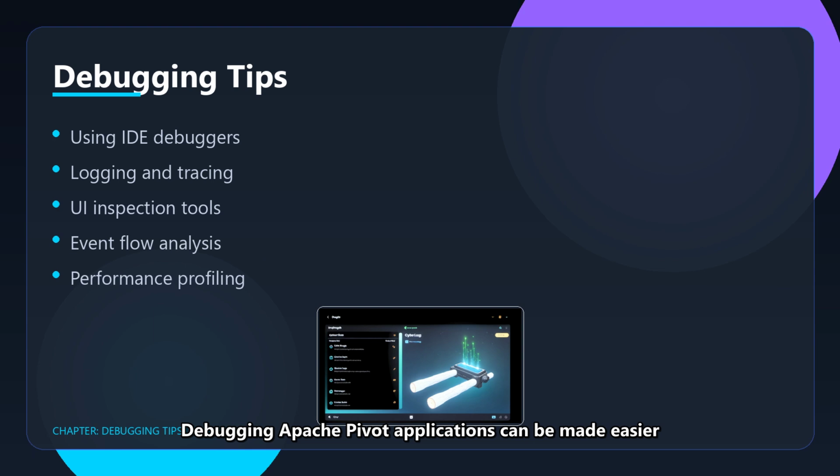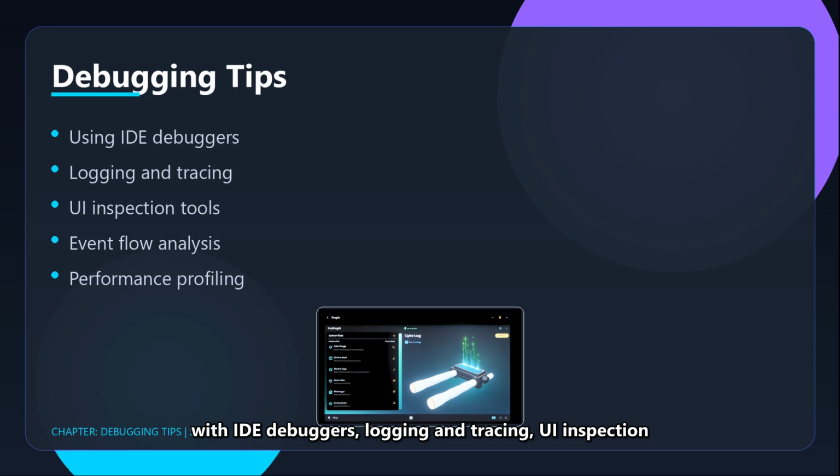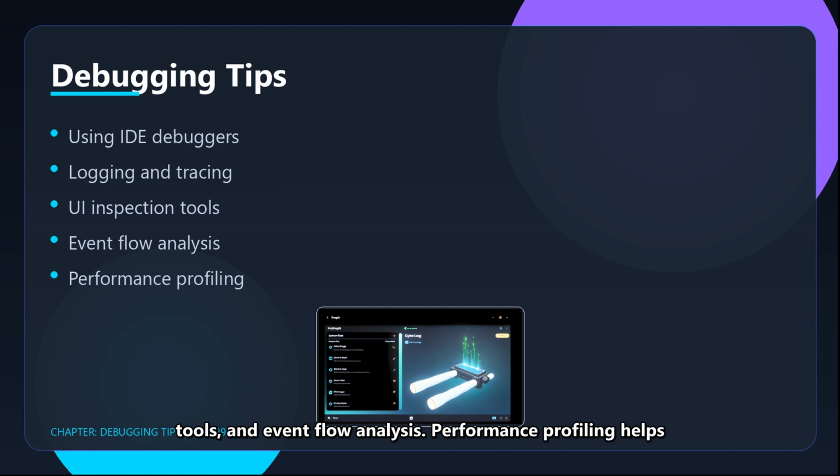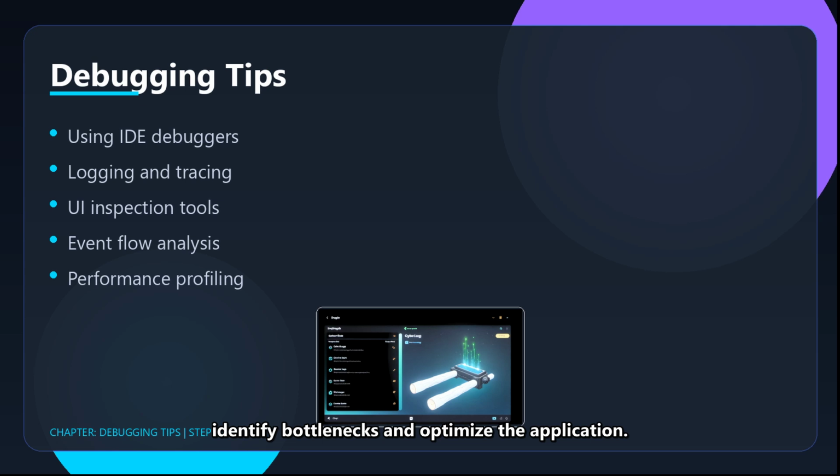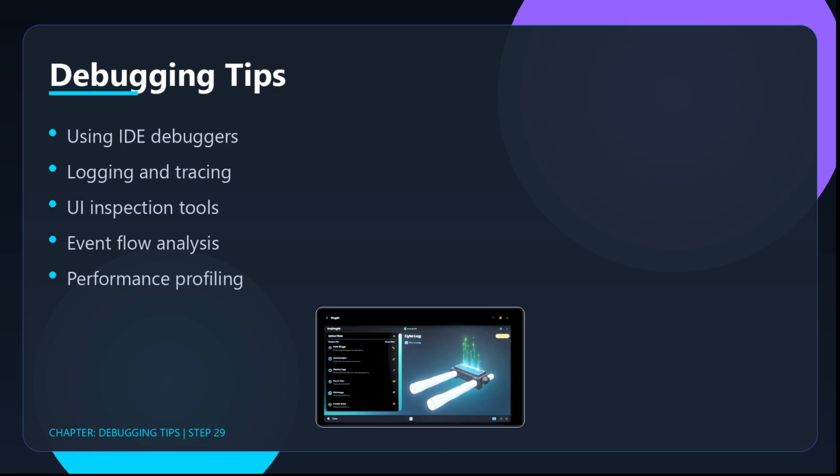Debugging Apache Pivot applications can be made easier with IDE debuggers, logging and tracing, UI inspection tools, and event flow analysis. Performance profiling helps identify bottlenecks and optimize the application.